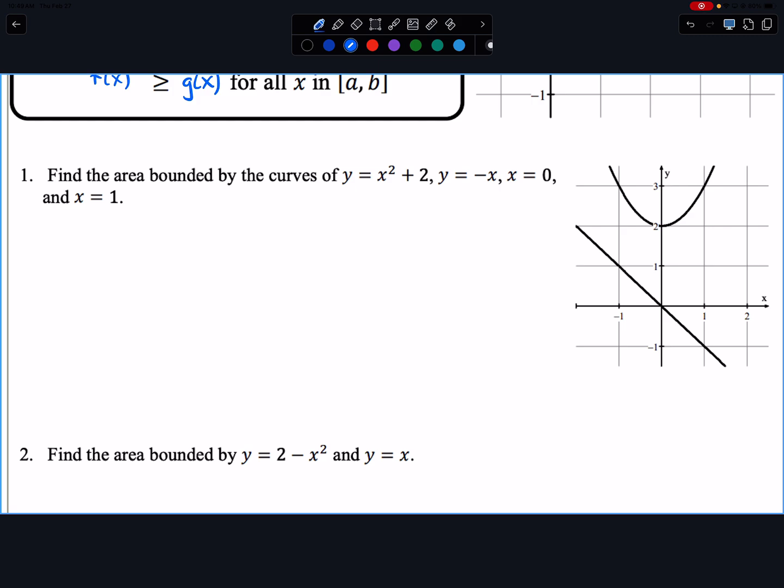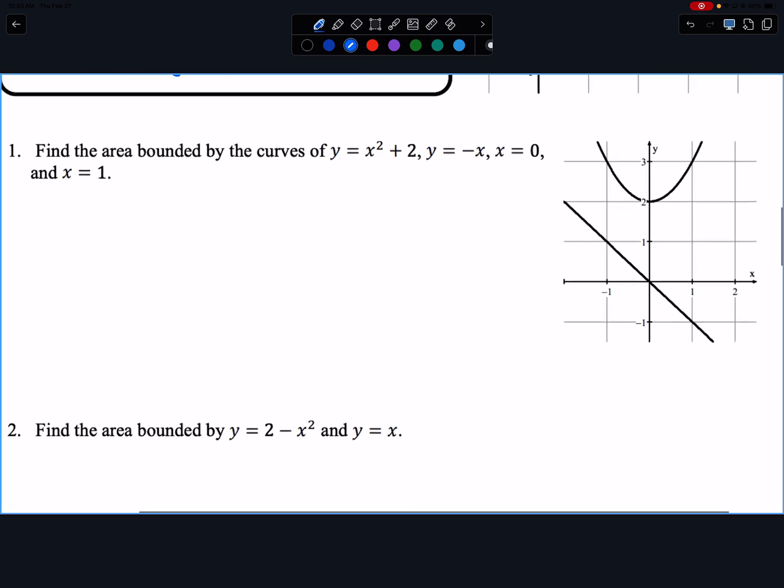Okay, so x squared plus 2. What type of function is this? Parabola, right? Y is equal to negative x. It's linear, right? With a negative slope. So do you guys see that? We have a line that's decreasing, and we have a parabola that is translated 2 units up. So this is my x squared plus 2. This is my y equals negative x, okay?